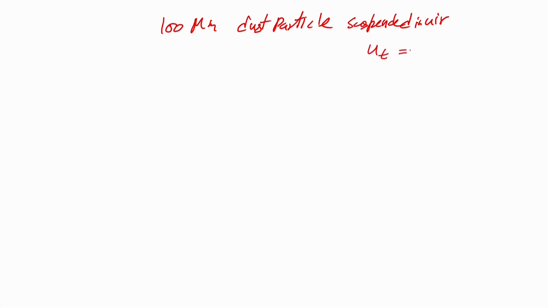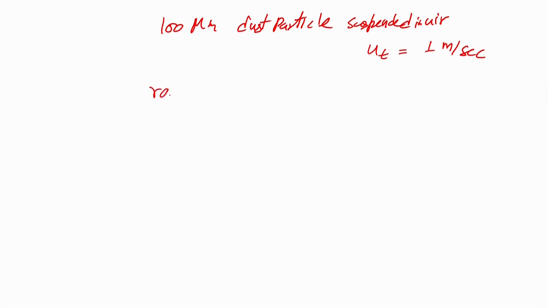Okay. So, now I am just giving you the typical values of the terminal velocity. If I have a 100 micrometer dust particle suspended in air, then once everything is quiescent, its terminal velocity will be around 1 meter per second. I have assumed the density of the dust is 2900, which is the density of sand. So, you will get around 1 meter per second.